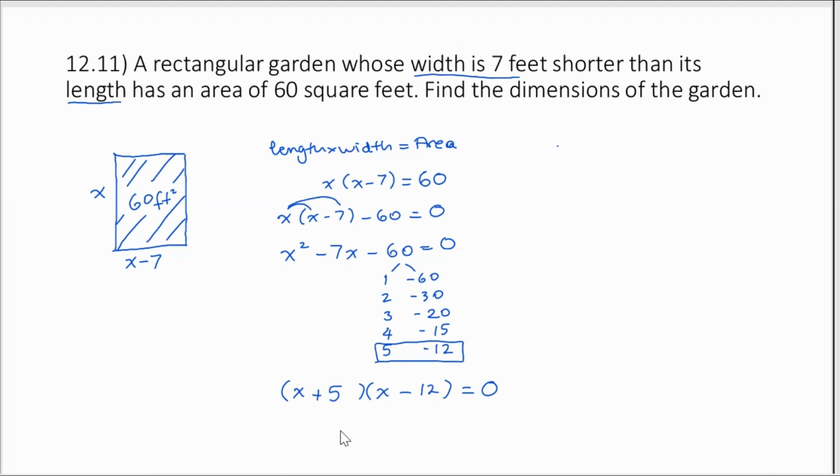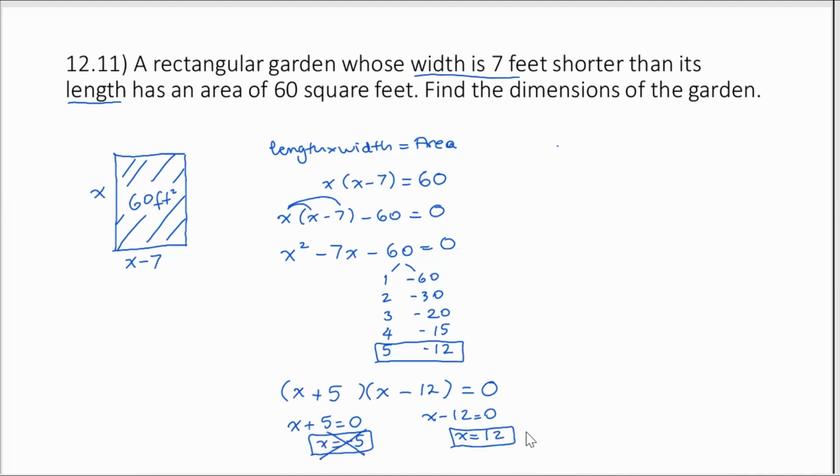Now we can use the zero product property and set each factor equal to 0. So we will find two linear equations that are easy to solve, and we solve them for x to find x equals either negative 5 or 12. Now let's check the question again. It is asking us for the dimensions of the garden, and the dimensions cannot be negative, so we eliminate this solution.